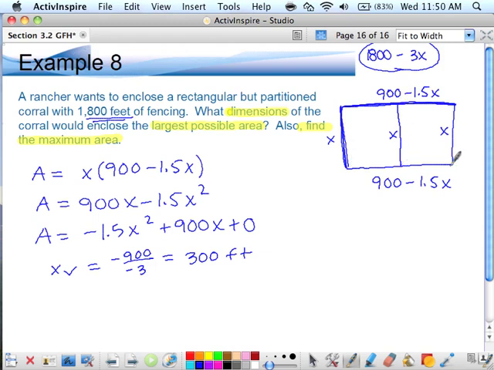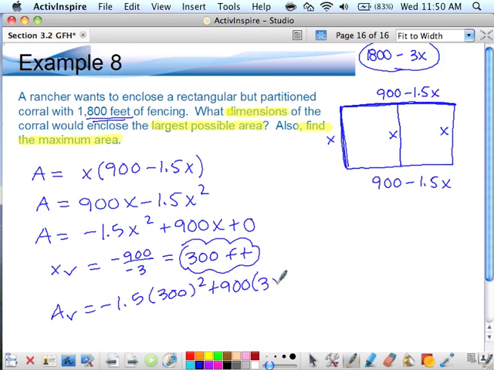Furthermore, the y value of my vertex is given by substituting 300 back into x for the equation that I found. So we have negative 1.5 times x squared plus 900 times x plus the 0. So let's calculate that really quickly. Negative 1.5 times 300 squared plus 900 times 300. That comes down to 135,000. So the maximum area is 135,000 square feet.